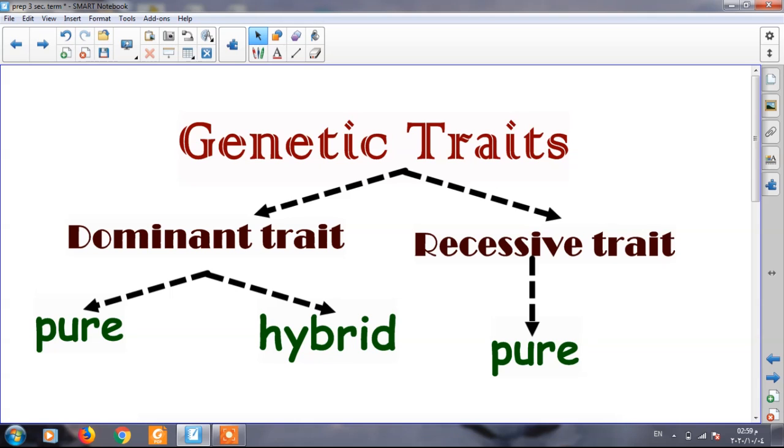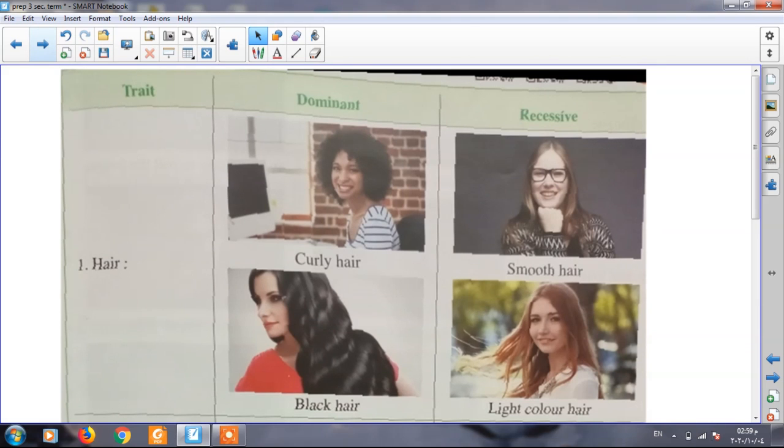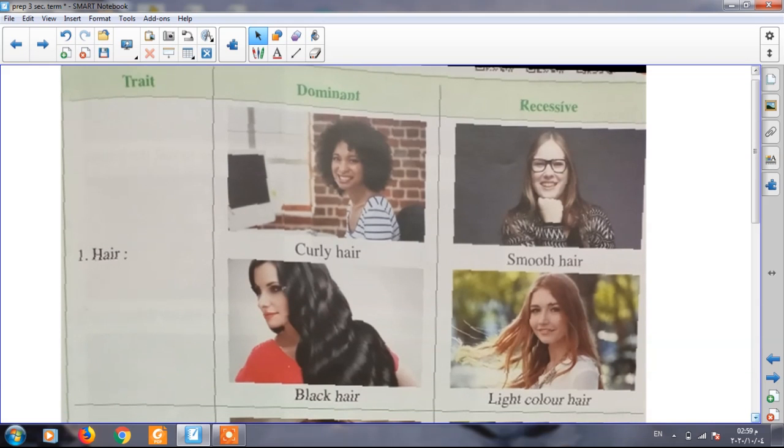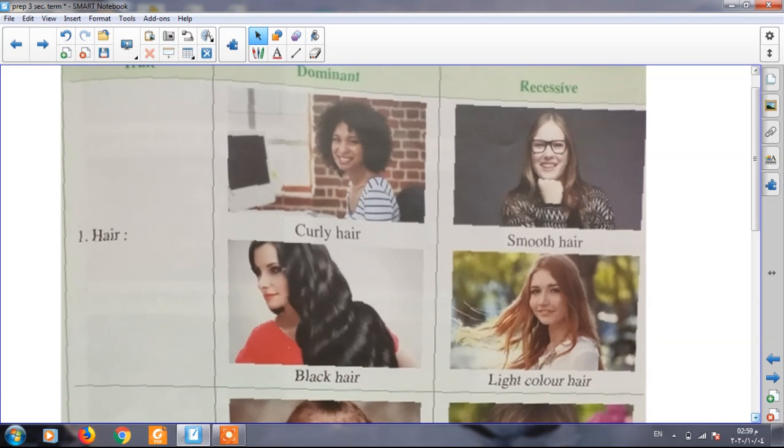Okay, today we'll study some examples of traits found in the human body to know which is dominant and which is recessive. We'll start together with hair. We know we have two types of hair, smooth and curly. Do you think which is dominant and which is recessive? Of course curly hair is found in a higher ratio than smooth hair. So the curly hair is dominant but smooth hair is recessive.